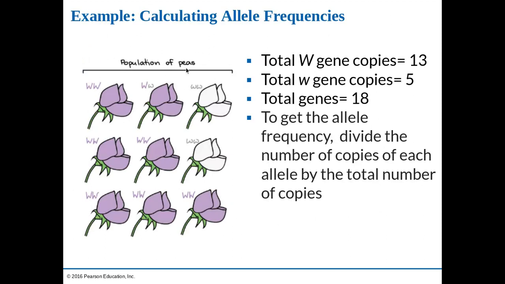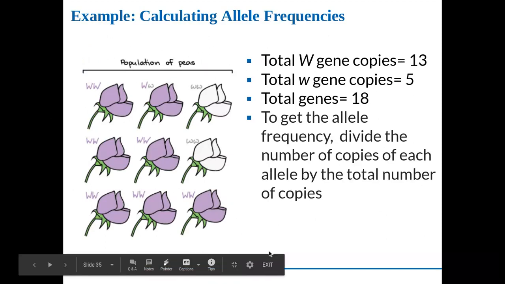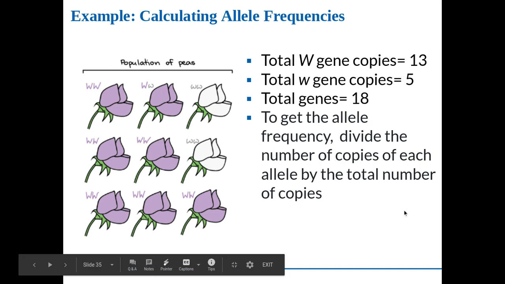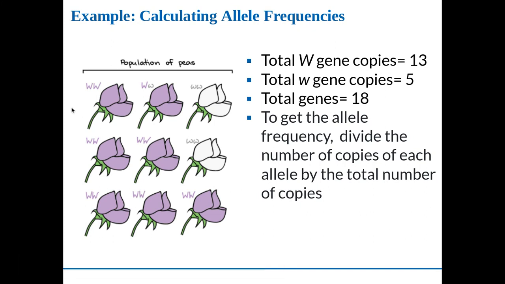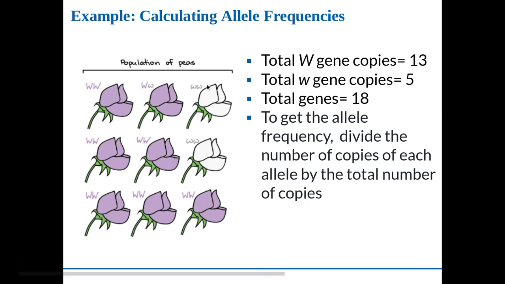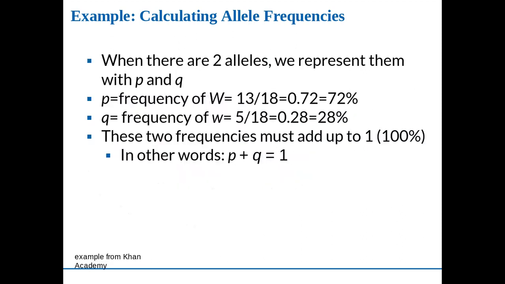This is an example of how we would calculate the allele frequencies. So to calculate the allele frequencies, we want to divide the number of copies of each allele by the total number of copies. So if we look at this picture, we can count 1, 2, 3, 4, 5, 6, 7, 8, 9, 10, 11, 12, 13 of big W allele, and then 1, 2, 3, 4, 5 of little w allele. And the total number is 18.